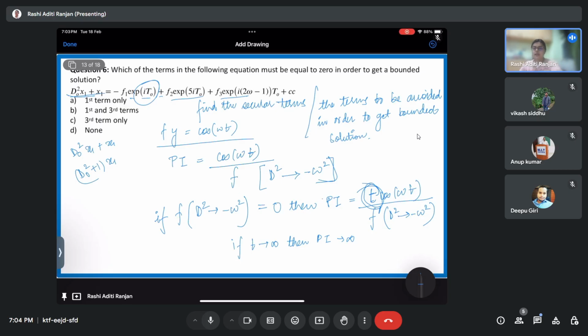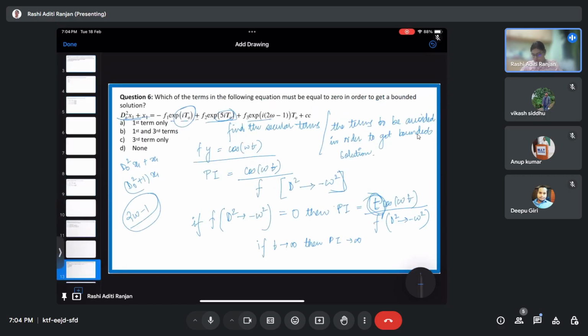Coming on to the second, which is 5i, we don't have any problem with 5i, because the square is going to be 25 or something, and it is not going to create that much problem. So there is no problem with the second term. Up till now, the first term should be avoided. Coming on to the third term, we have 2 omega minus 1.